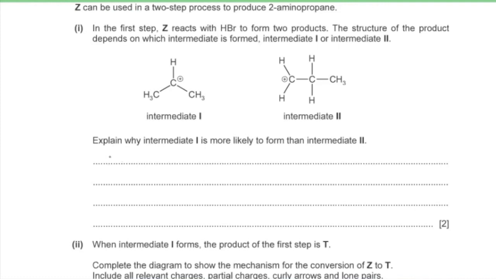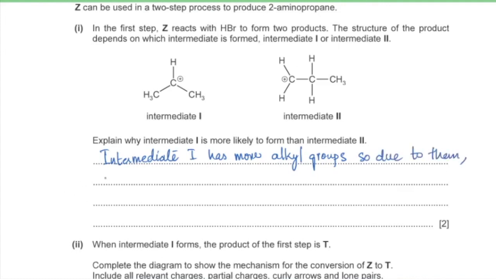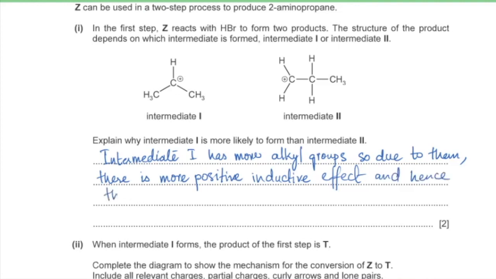So I can write that intermediate 1 has more alkyl groups, so due to them, there is more positive inductive effect, and hence that makes the charge on carbon more stable.